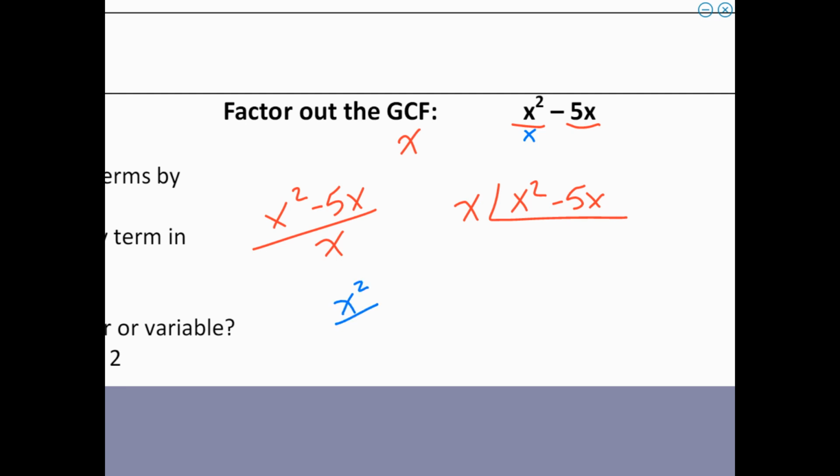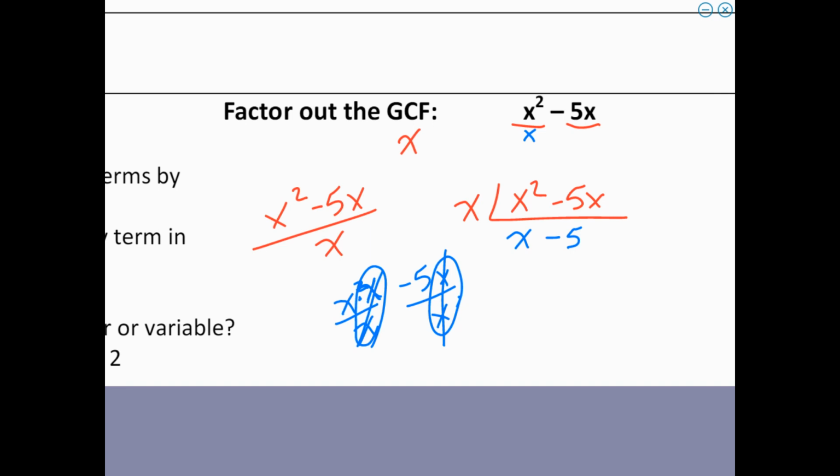So x squared divided by x, if I rewrote this as x times x, one of these x's would cancel each other out, right? Leaving me just an x. And if I did the same thing for the negative 5x divided by x, the x would cancel out and leave me just negative 5.